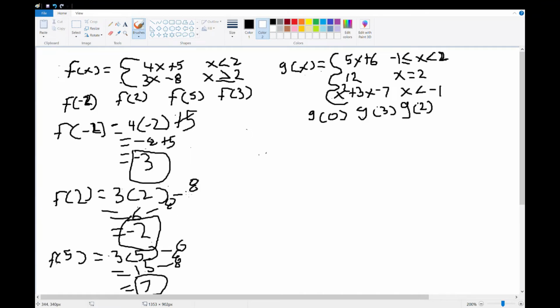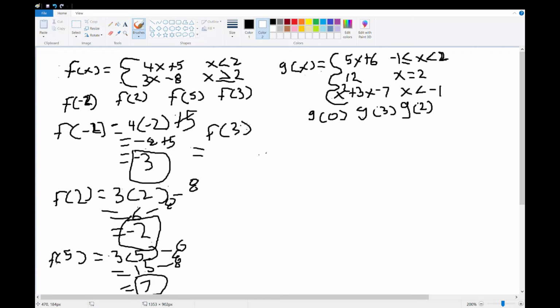Now, what we're going to do is find the value of f of 3. So we have f of 3 here. f of 3 is going to be equal to... which portion should we use? We're not going to use 4x plus 5 since 3 is not less than 2. That's not going to work. However, 3 is greater than or equal to 2. That is true.